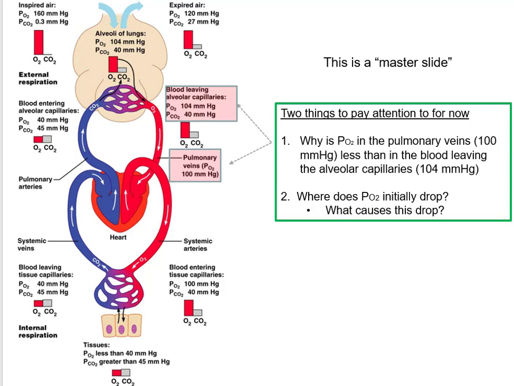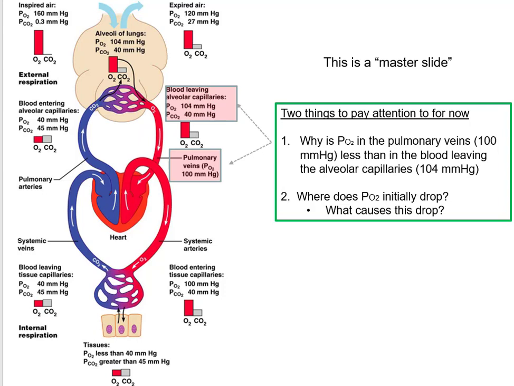Now, how much of that will diffuse? How much oxygen is going to go from the lungs into the blood? And the answer really is as much as it takes until there's no more gradient. And so what ends up happening is that we're going to top the thing off. So the blood leaving the alveolar capillaries is going to be 104.